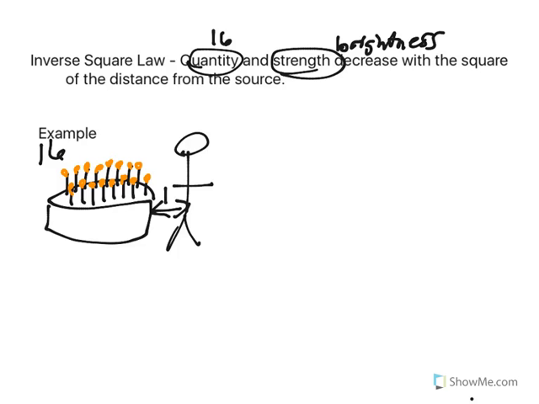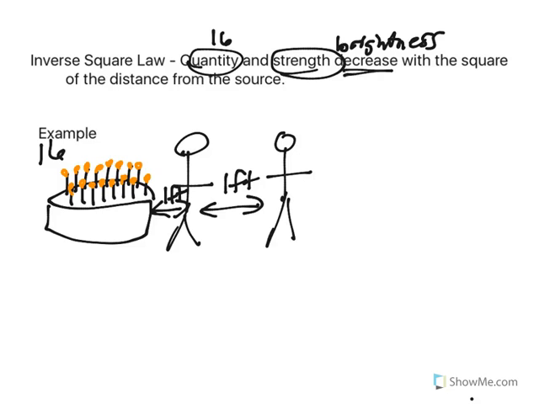So let's put you 1 foot away from the cake. You're standing at the cake, you're looking at the cake, and you see 16 candles on it, and it appears very bright. It appears the brightness of 16 candles. And let's say you stepped back 1 more foot. How bright does the cake appear to you now?